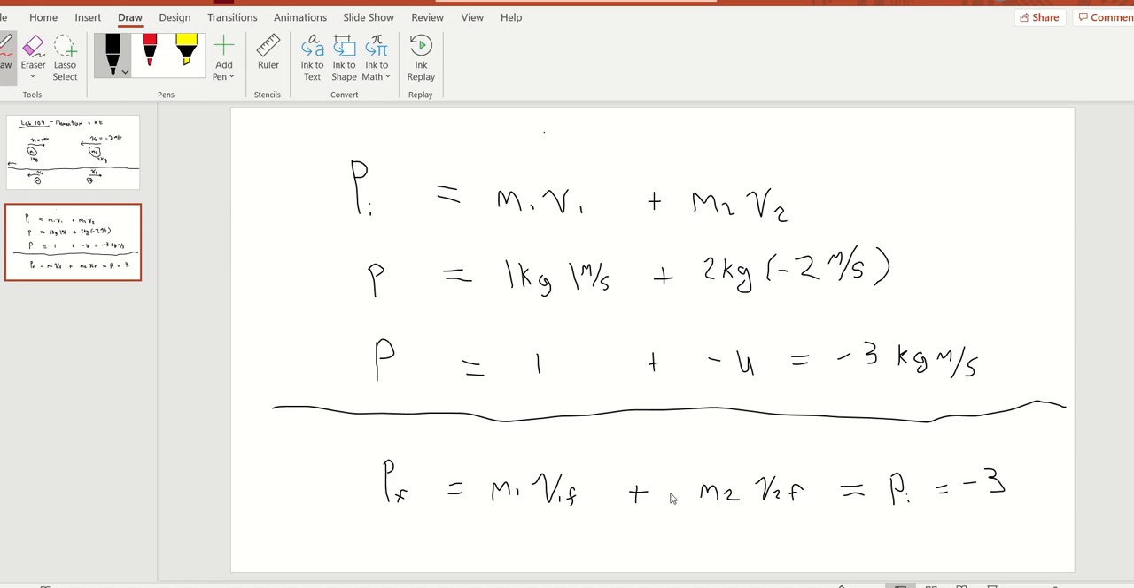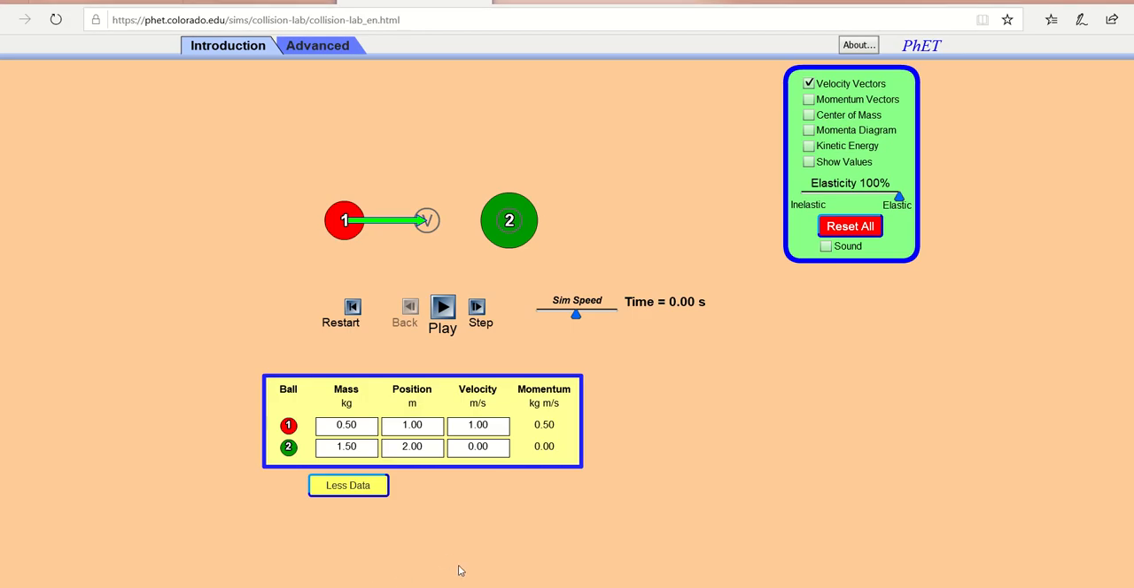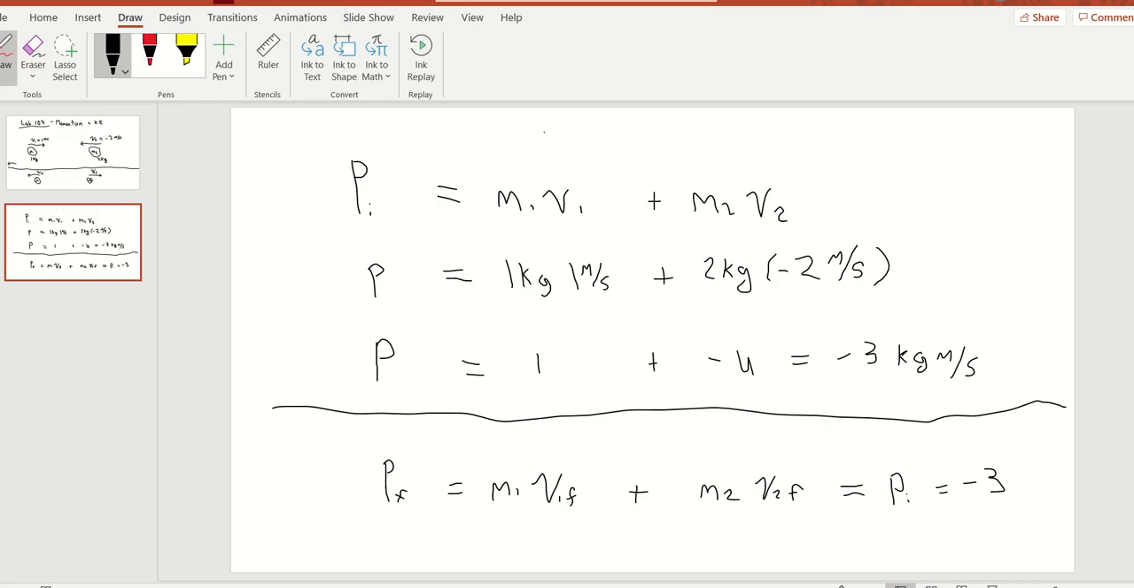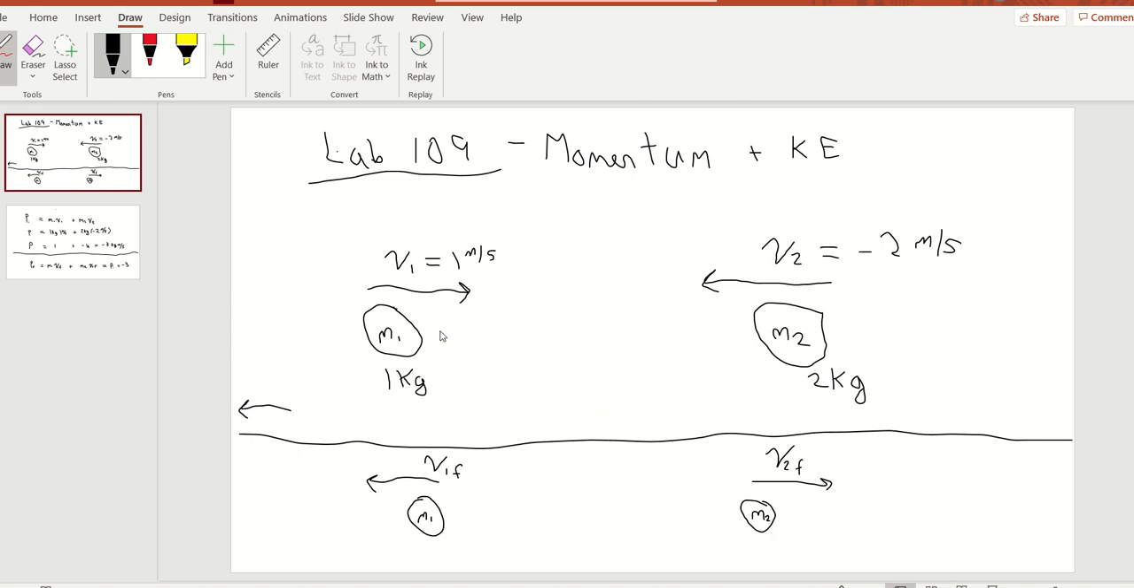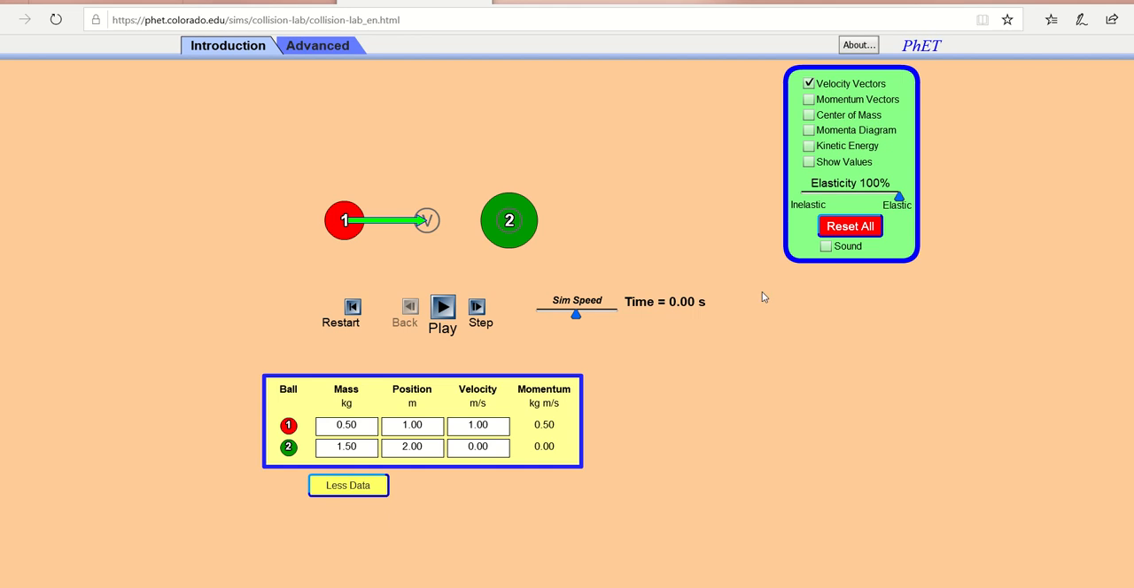So what you're going to do is you're going to go to the experiment and you're going to test this. So let's set up the problem the way I set it up. We're going to set M1 equal to 1 kilogram, M2 is 2 kilograms, V1 is 1 meter per second, V2 is minus 2 meters per second. So we go over to the experiment and we're going to do elastic. So first we'll choose elastic, 100% elastic. I'll tell you what that means later. And you're going to click on this button, more data, so you can choose all the masses.